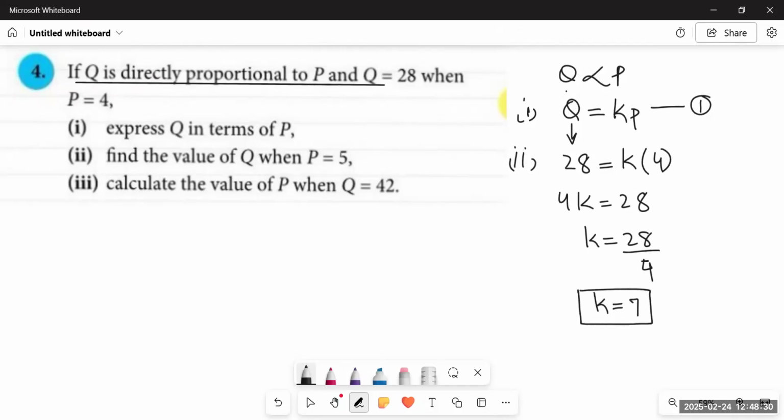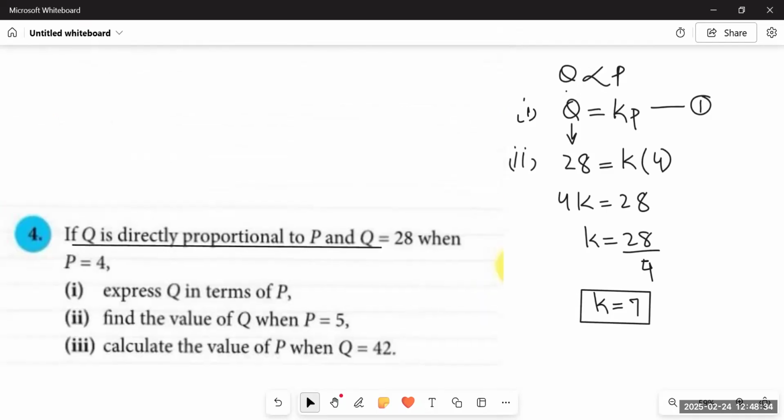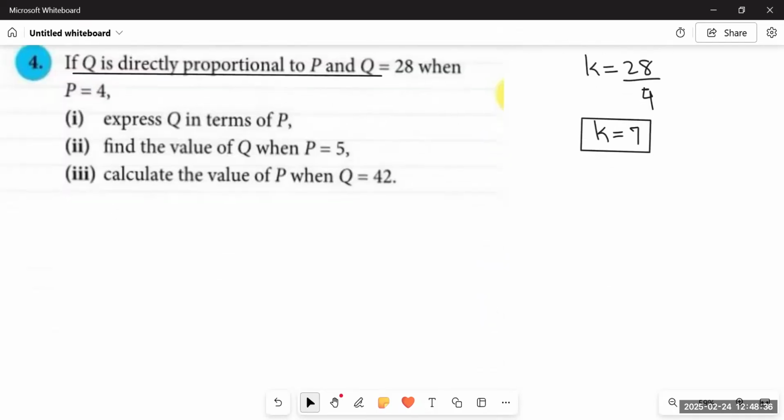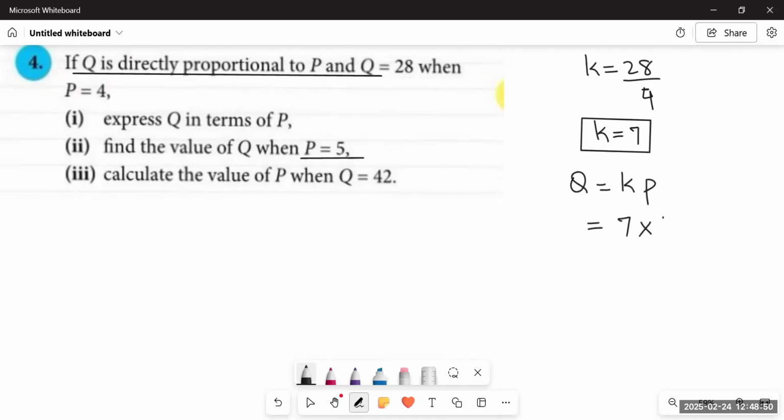After finding the value of constant, we can find the value of Y and X using the value of X and Y. So in part 2, we are provided with the value of P. Using the same equation, that is Q is equal to KP, I'm going to substitute the value of k as 7, which I have just found, and the value of P that is given in the question as 5. So it becomes Q is equal to 35. It means for the value of P as 5, the value of Q would be 35.